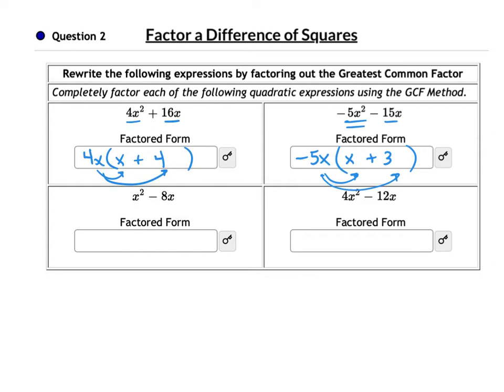For the third one here, both have an x in them, x times x minus 8. And for the last one, both are divisible by 4, and both have an x. 4x times the first spot makes 4x squared. Well, that would be an x. 4x times the second spot makes negative 12x, and that would be negative 3.